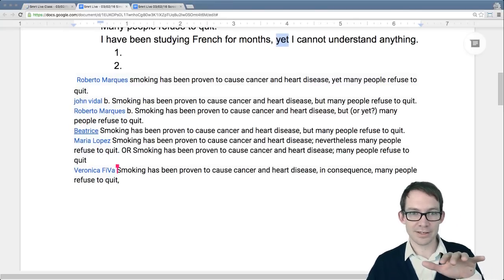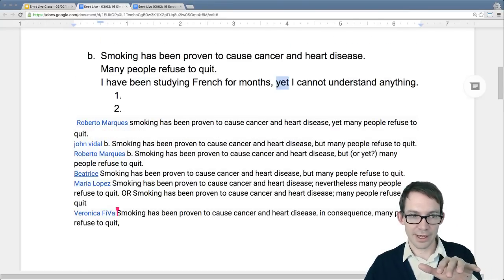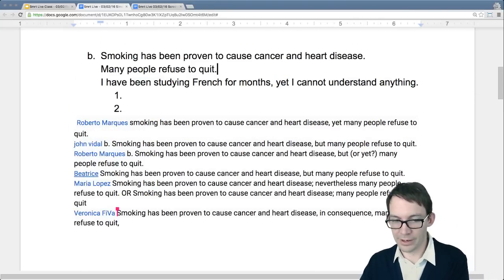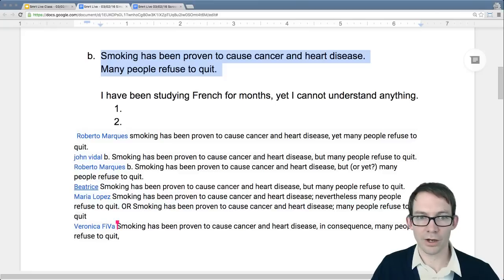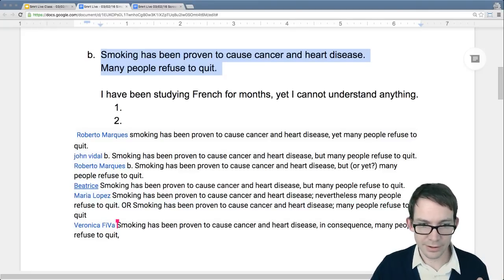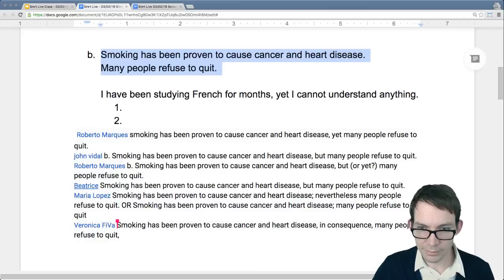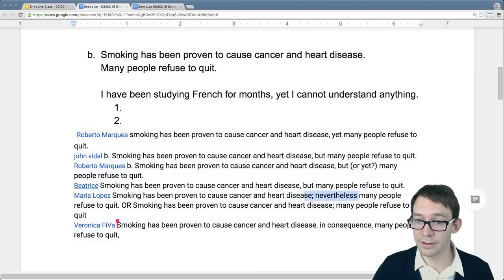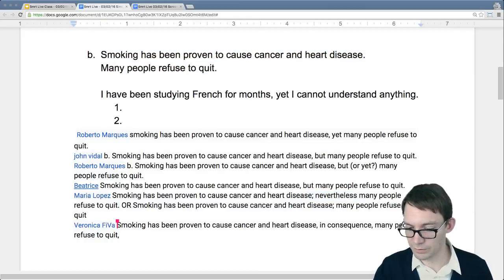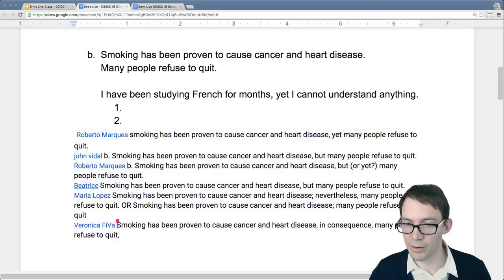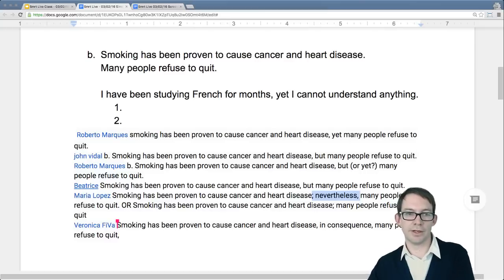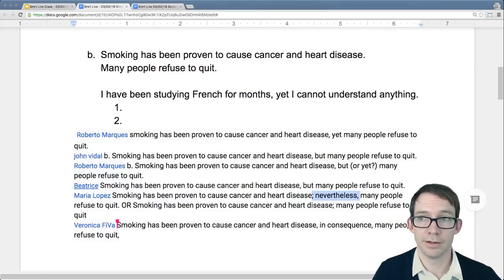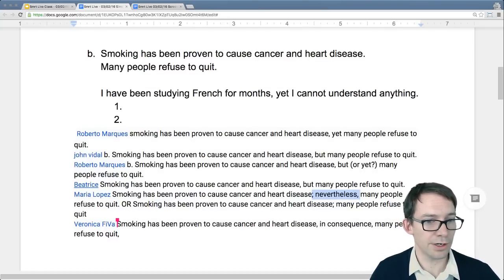Yeah, now in this case, let me take that away, or I'll separate it a bit. Here, most of you went with contrast, and that's great. Some of you used words like nevertheless. Down here, Maria used nevertheless, which is great. The only thing here, I would put a comma there, right? So you've got semicolon, nevertheless, comma, many people refuse to quit. Awesome.